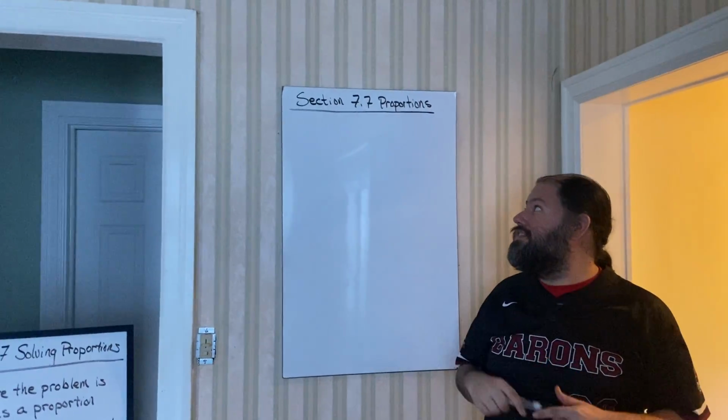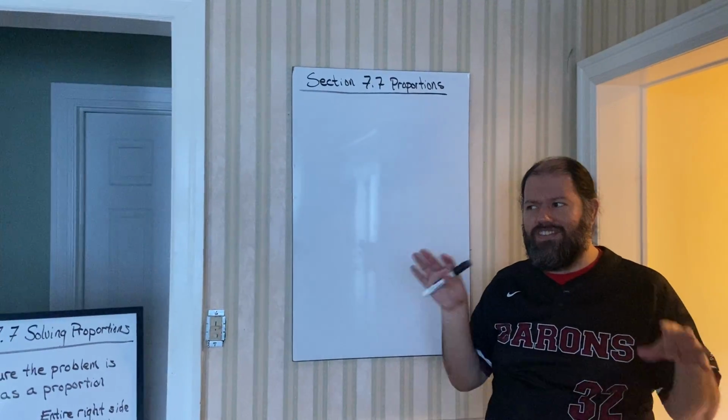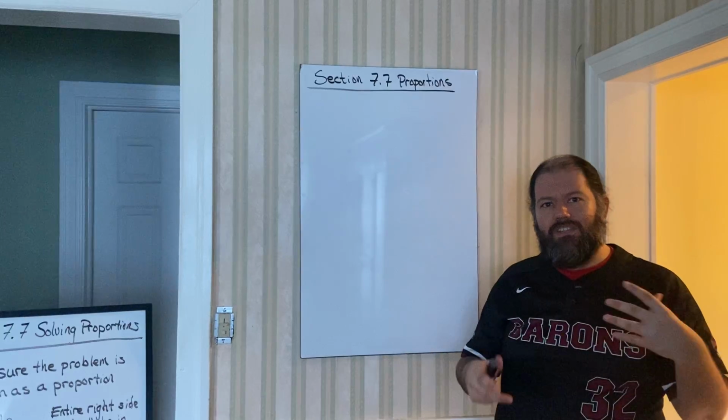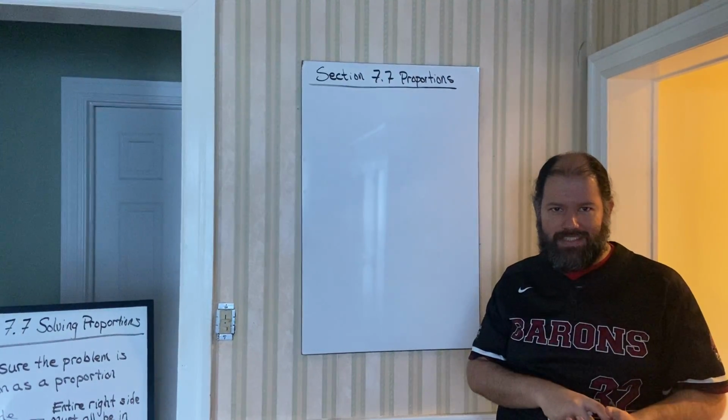Alright, so here we have a new section 7.7. Now I know some of you are a little scared because you said, well wait, we were doing chapter 2 material, 2.1, 2.2. Well, 7.7 is on your first unit test.